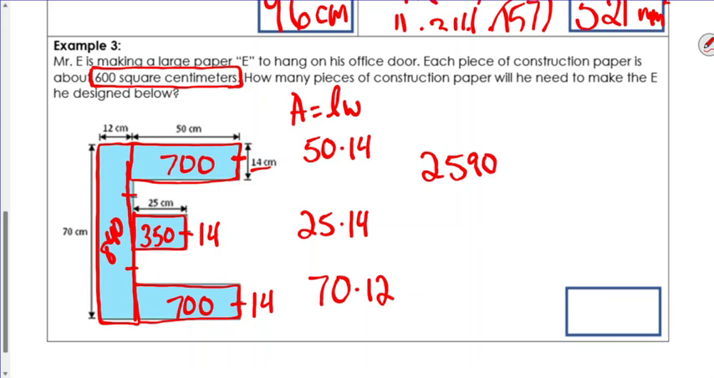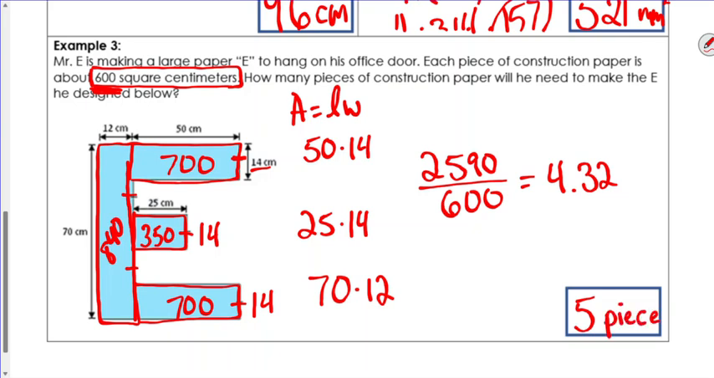I want to figure out how many pieces of construction paper it takes to cover this. So I'm thinking about how many of these it will take to cover that amount of area. So I'm going to divide 2,590 by 600 and find out that it would take about 4.32 pieces to cover the entire thing. I don't think it really makes sense to talk about 0.32 pieces of a construction paper, so I think we really need the fifth piece to cover this whole thing. I think we need 5 pieces of construction paper to cover the whole thing.